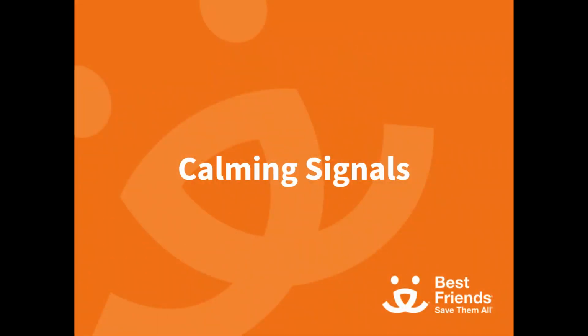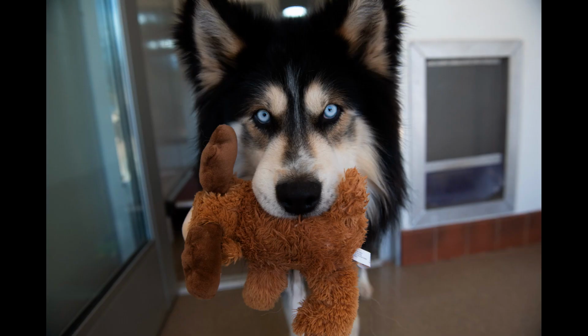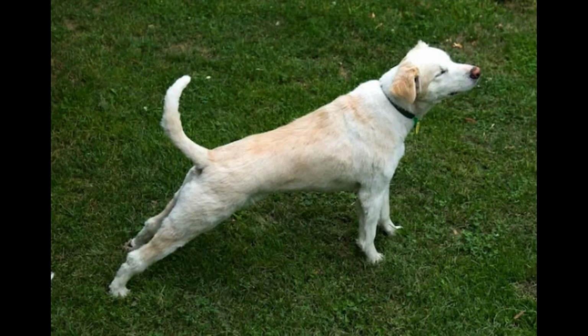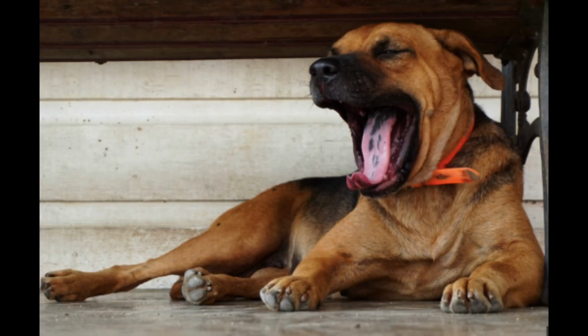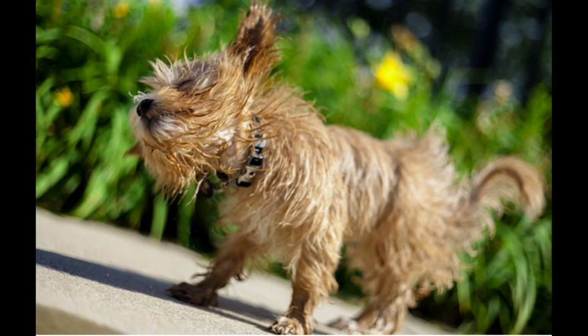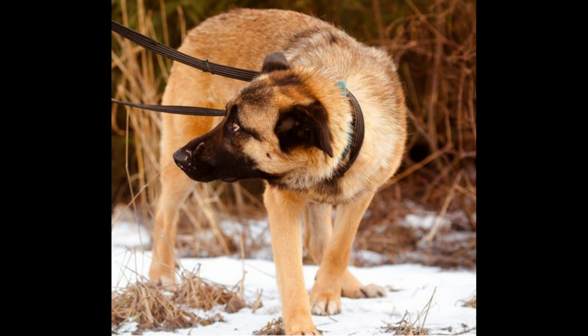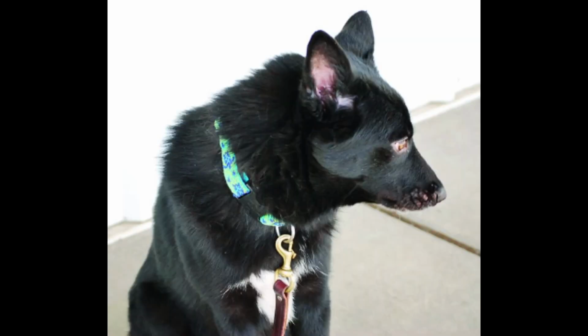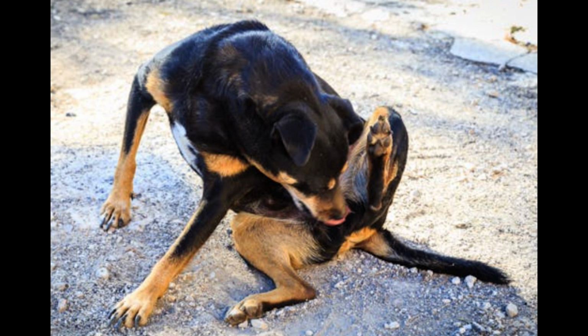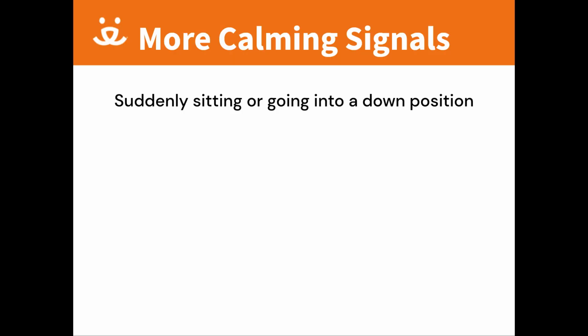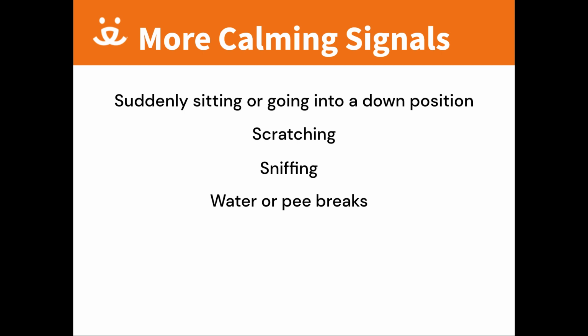Calming signals. Dogs employ calming signals as a self-soothing mechanism or to calm other animals. These signals include stretching, yawning, shaking it off, head and body turning, avoidance, urogenital checkout, suddenly sitting or going into a down position, scratching, sniffing, water or pee breaks, lip licking, and paw lifting.